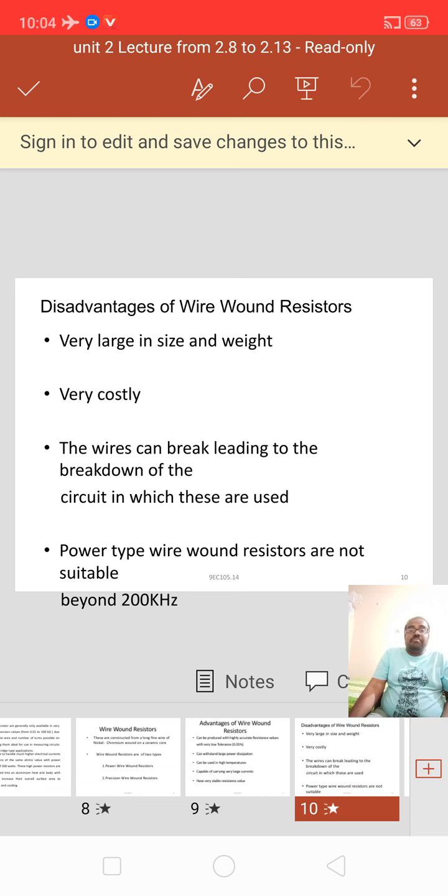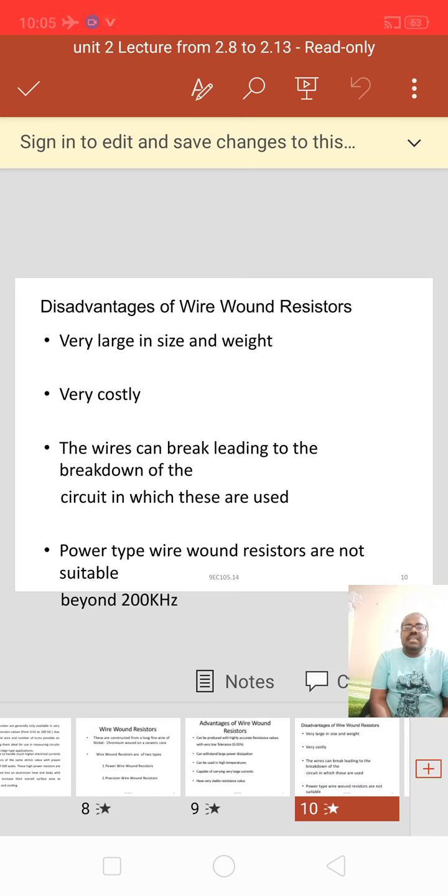This is the major disadvantage of wire wound resistors. Power type wire wound resistors are not suitable beyond 200 kilohertz, because they are not suitable for above 200 kilohertz. Okay, we already learned these disadvantages also.